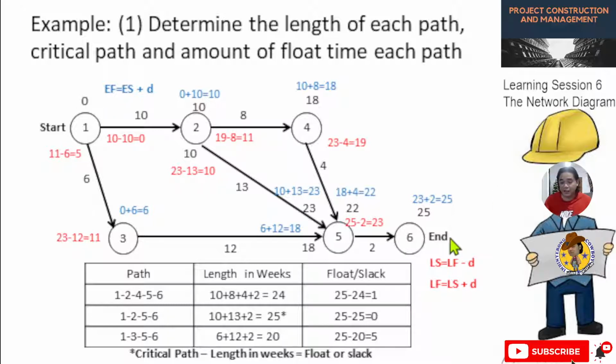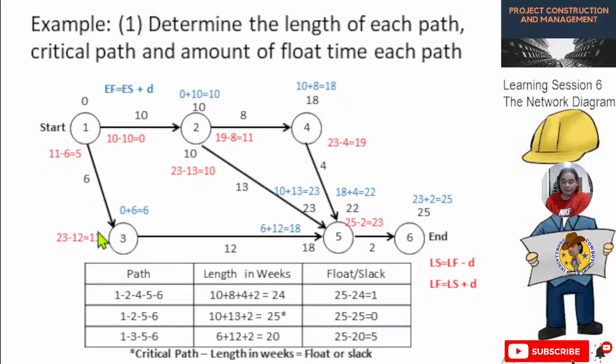So for the third path, for this one, we have 23. This is the LF, the last finish for 5 to 6. Now this figure will become the LF for activity 3 to 5. So 23 minus 12, 12 is the duration once again. So the answer will be 11.